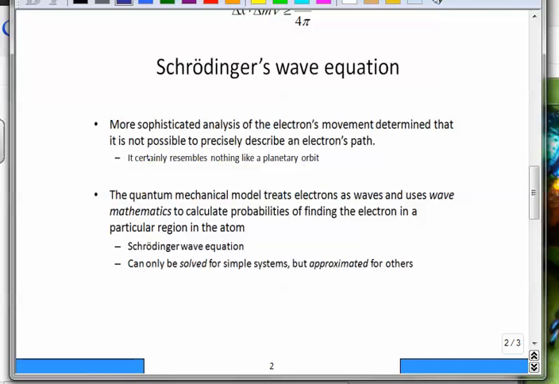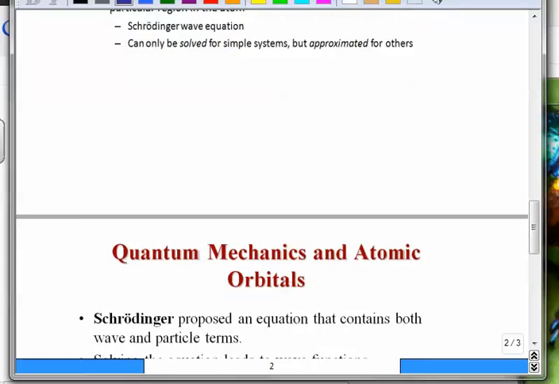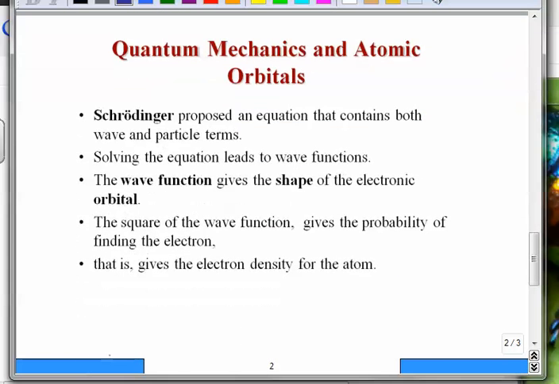And so instead of treating the electron as being present in a very particular spot or traveling in a precise path, Schrödinger introduced a statistical model in which he devised an equation that would allow us to calculate the probability of finding an electron within a particular region of space with respect to the atom. Okay, and this is known as Schrödinger's wave equation. And we're not going to go into these types of calculations. Some pretty sophisticated mathematics is required.